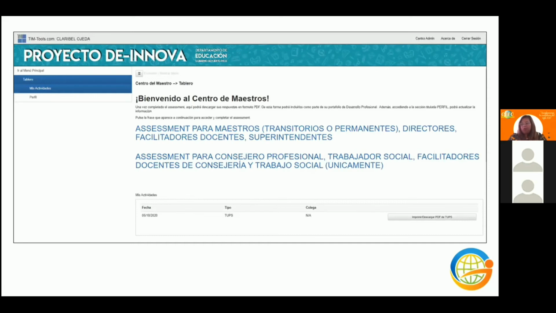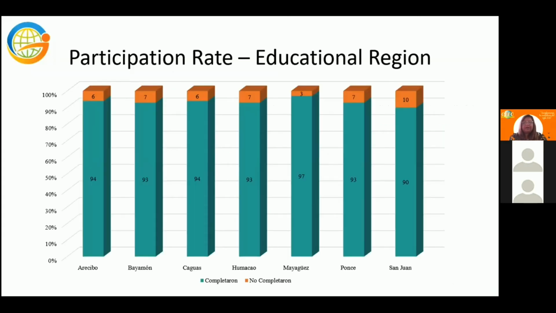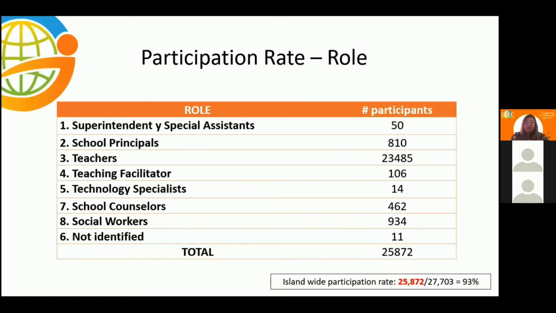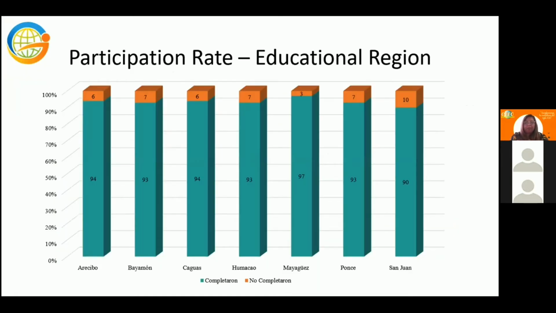Every day we had a different educational region, and every day we monitored how many people completed the assessment, because our commitment to the Puerto Rico Department of Education was that we were going to assess 75% of 30,000. That was the contracted goal in the project. Our participation rate per region was an average of 93%.